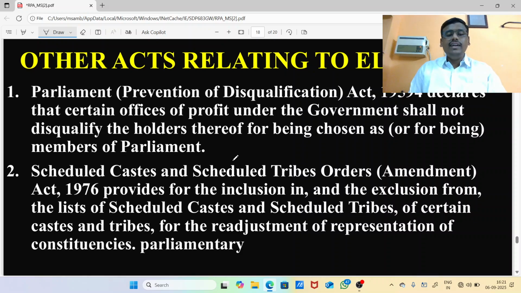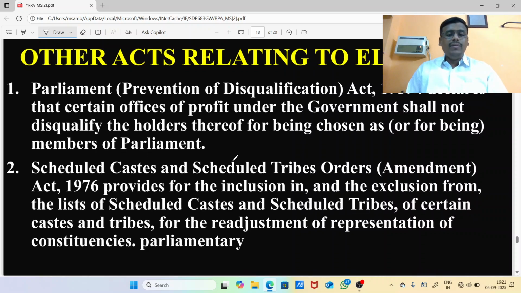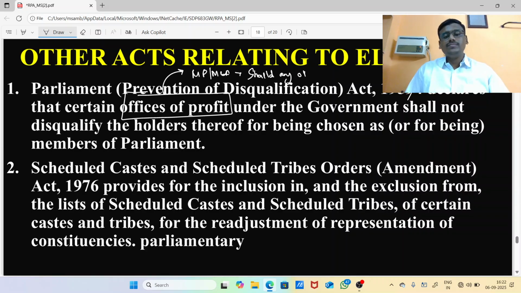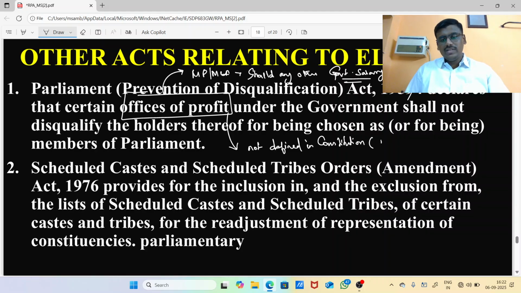And then the other acts relating to elections are the Parliament Prevention of Disqualification Act 1954, which declares certain offices of profit. What do you mean by office of profit? It means that a person who is an MP or MLA should not get any other government salary from any post. Office of profit is not defined in the Constitution. There was a previous year question in 2019: Office of profit is well defined in the Indian Constitution. So it is wrong.